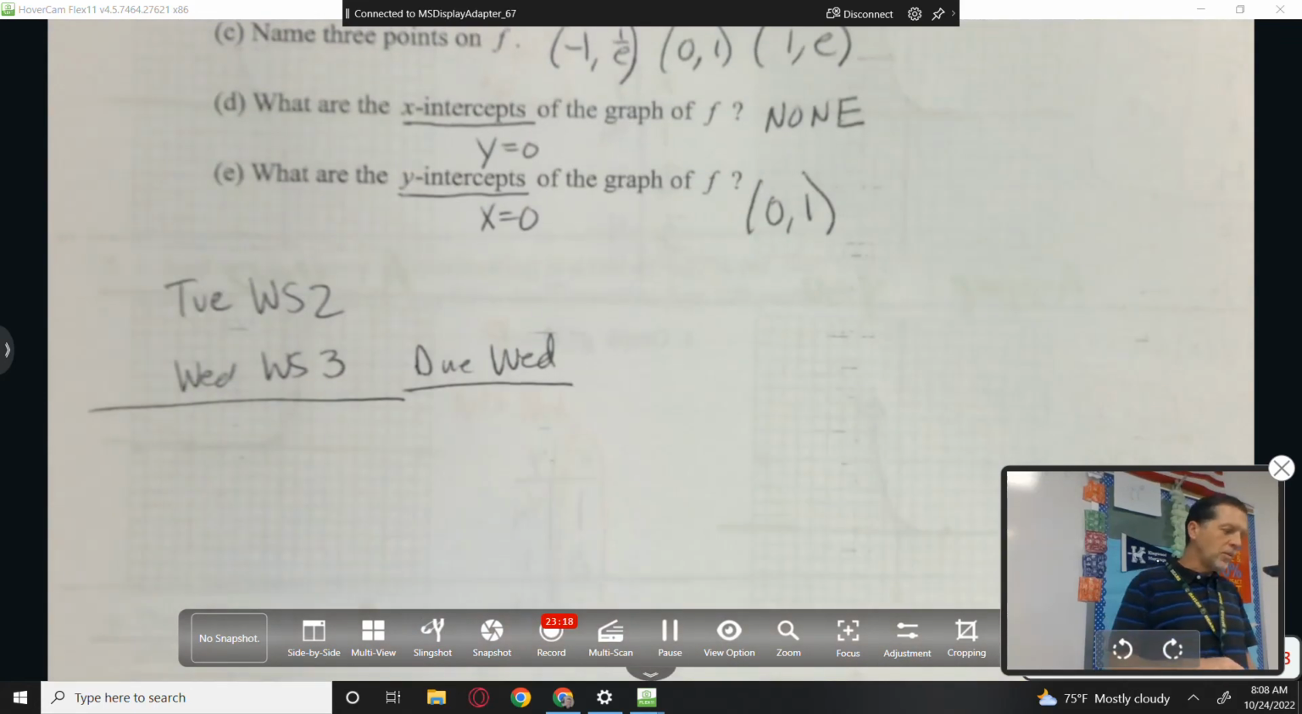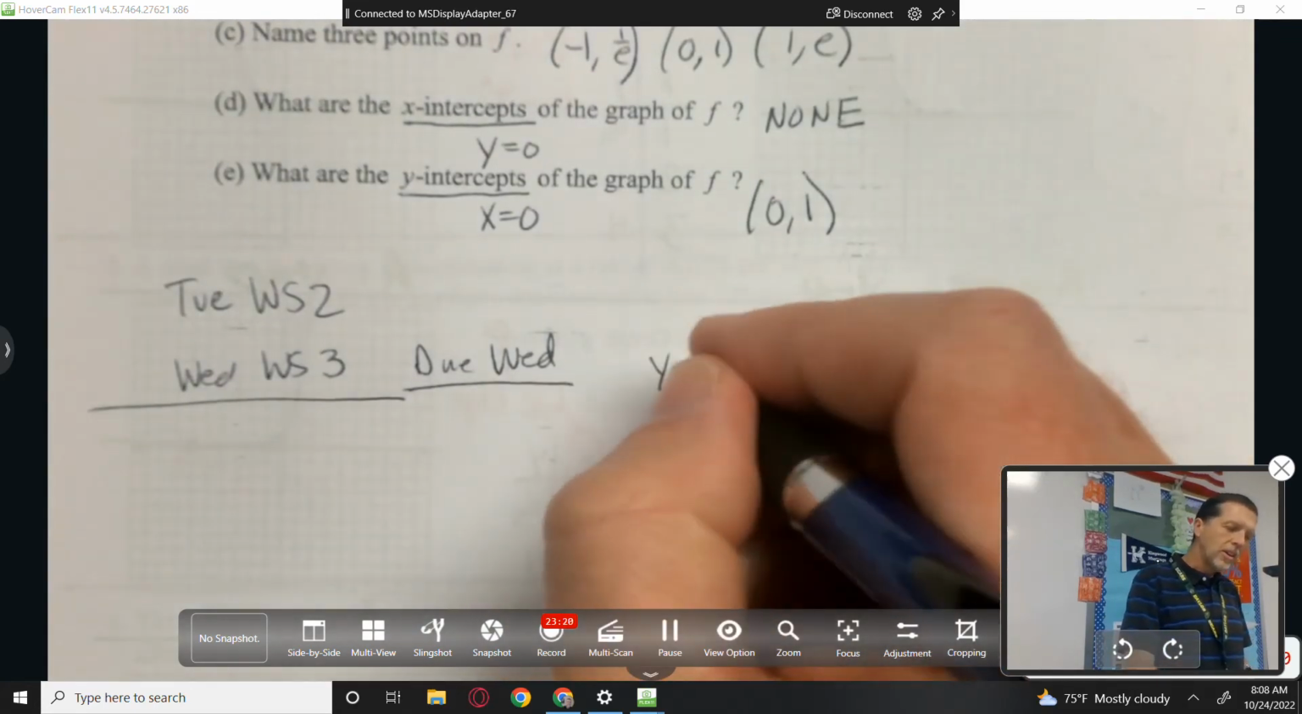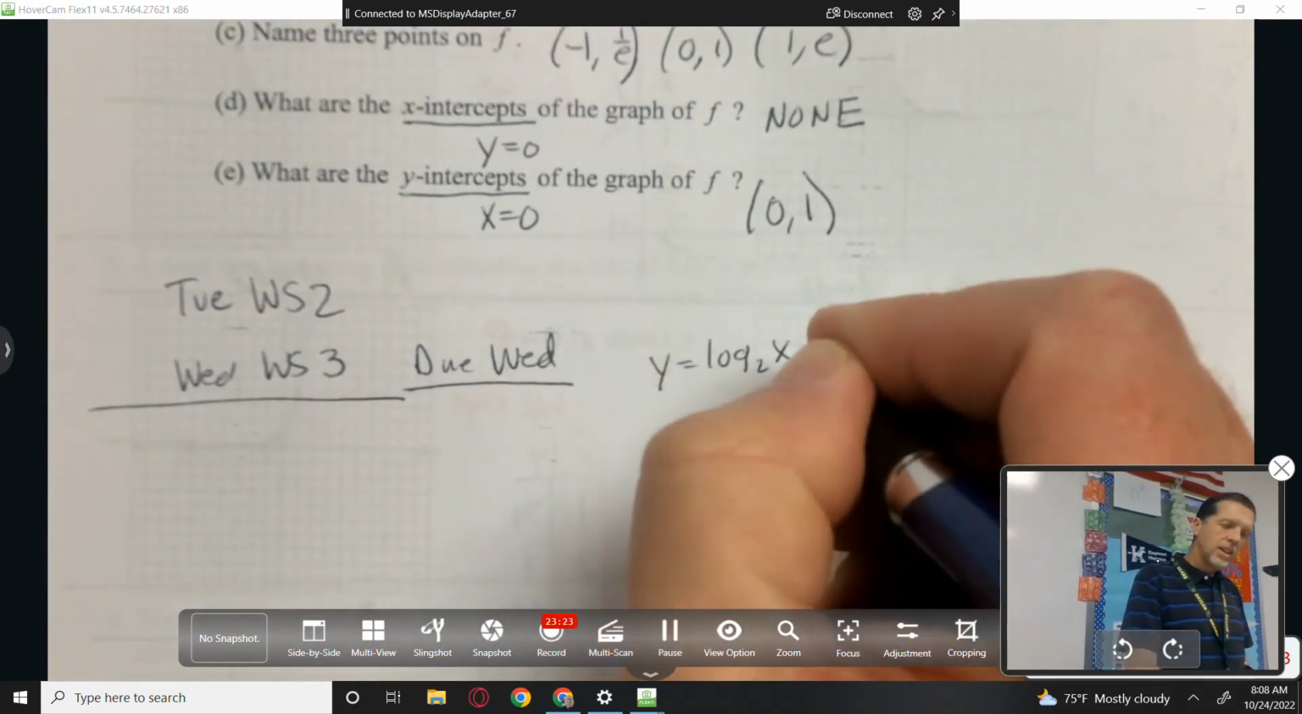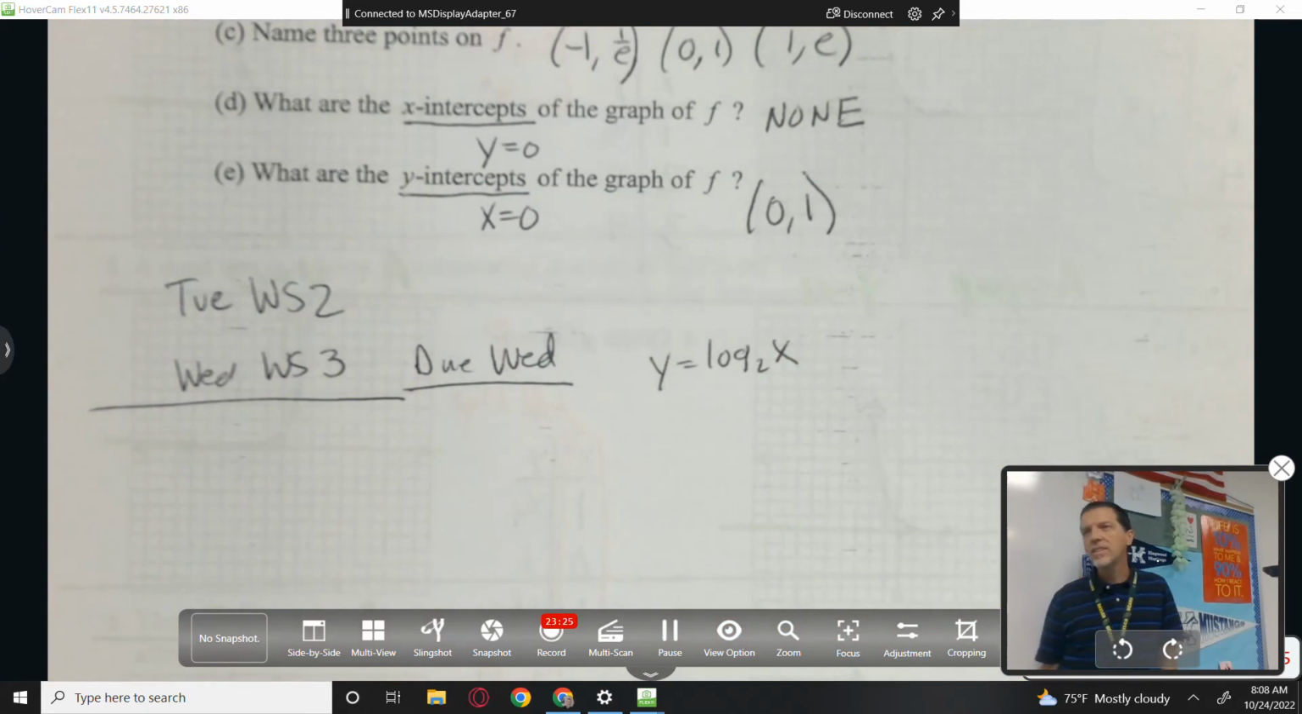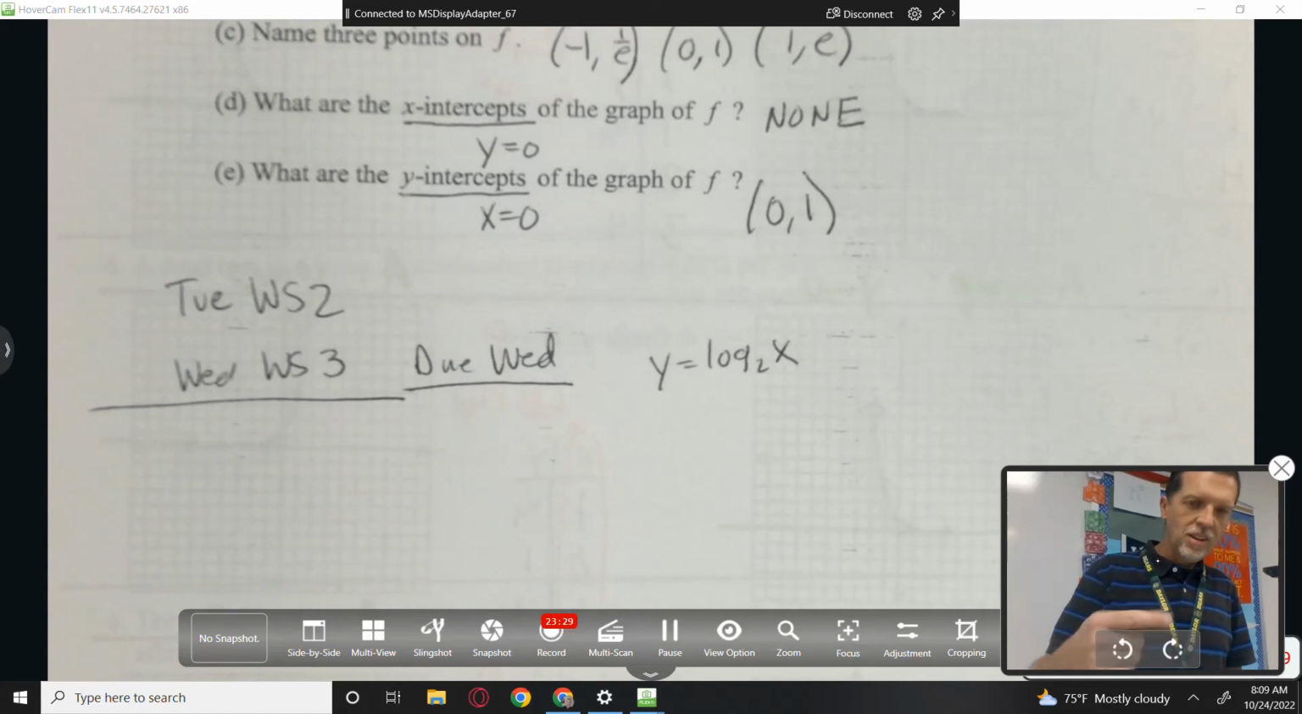Please try some of these because tomorrow we're going to graph logs, and that's a little trickier. But it's based on graphing exponents. So if you can graph exponents, you can graph a log.